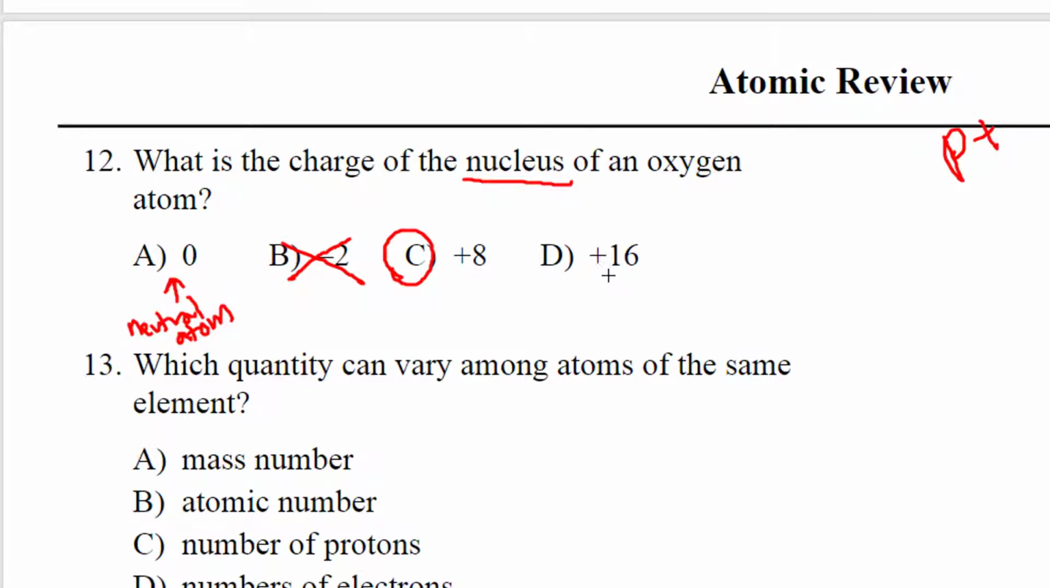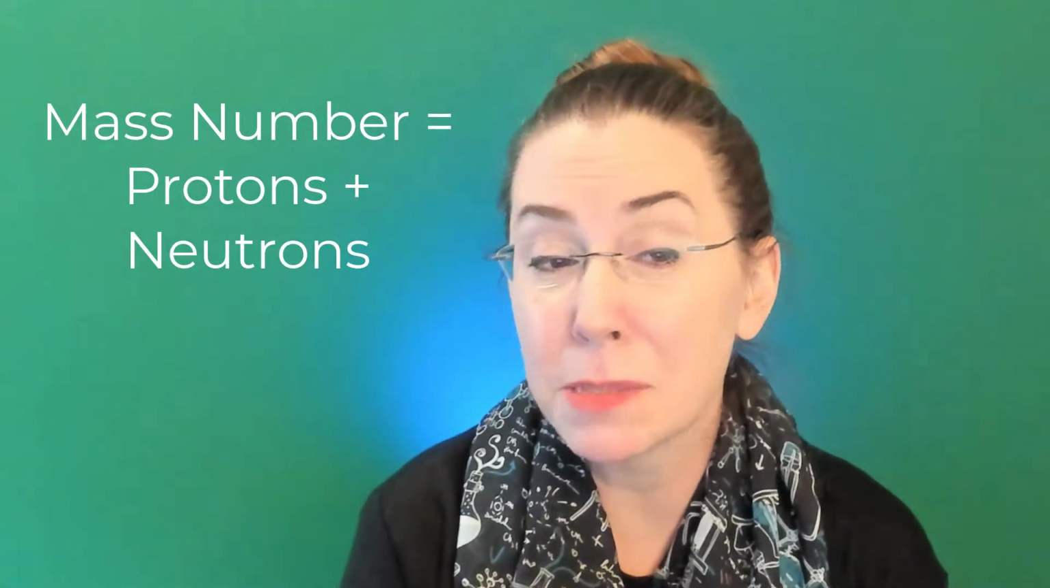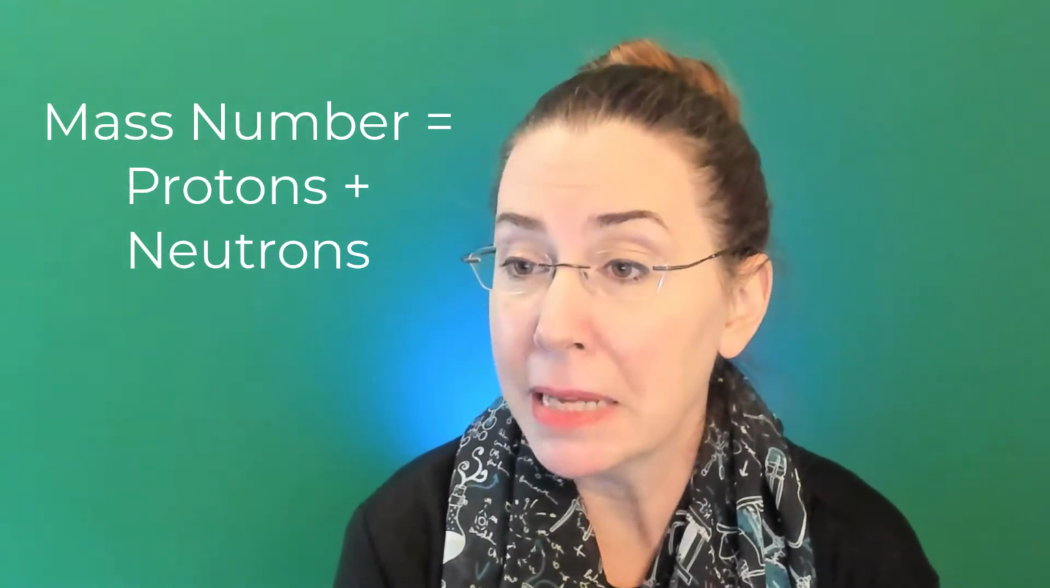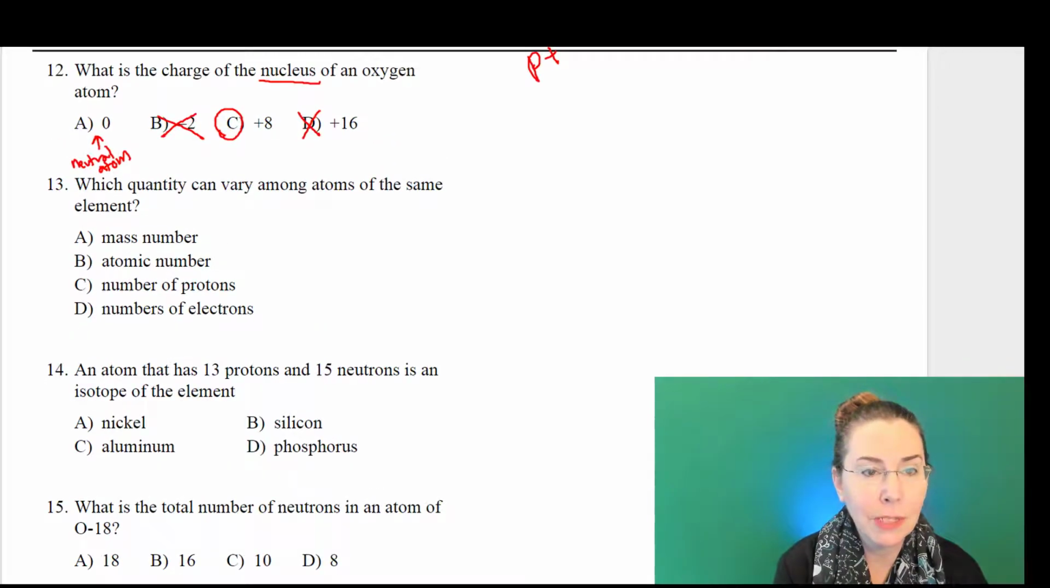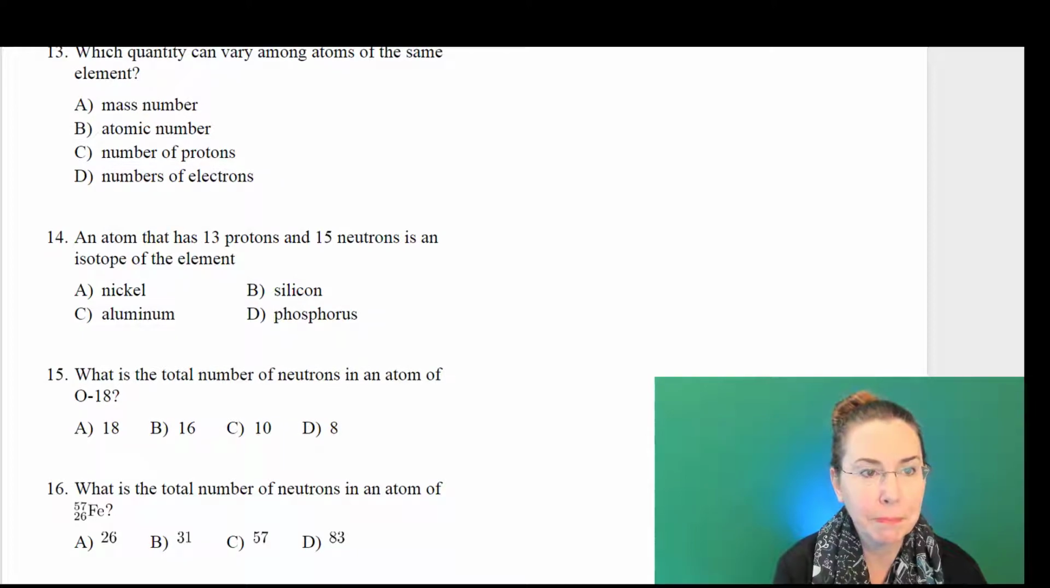If somebody chooses choice D, we know that they were looking at the atomic mass or the mass number for oxygen and thinking that was the number of protons, which is never true. Your number of protons must always be smaller than your mass number, because the mass number is made up of the protons plus the neutrons. So numbers of protons must always be smaller than mass numbers. That's why you always know your atomic number is the smaller number when you compare it to the mass number.